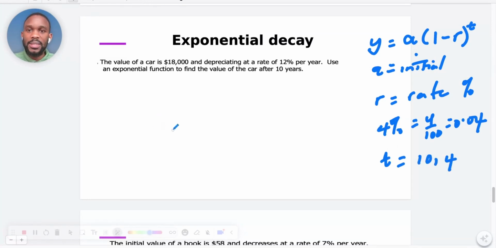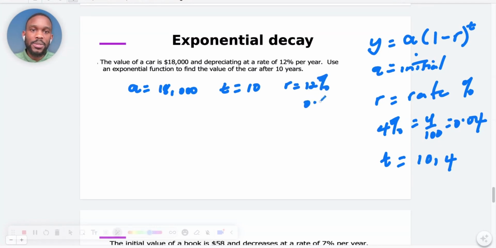So like if you look at this question, they're telling us the value of a car is 18,000 and depreciating at a rate of 12% per year. Use an exponential function to find the value of the car 10 years later. So now the value of the car, A, is 18,000, and they're telling us we use the time frame of 10 years, and the rate of depreciation is 12%, and this is the same as 0.12.